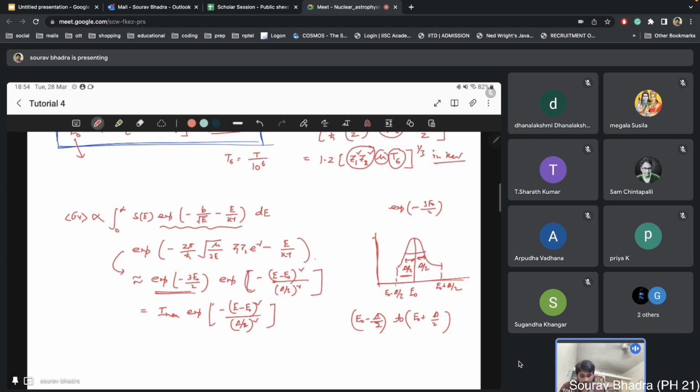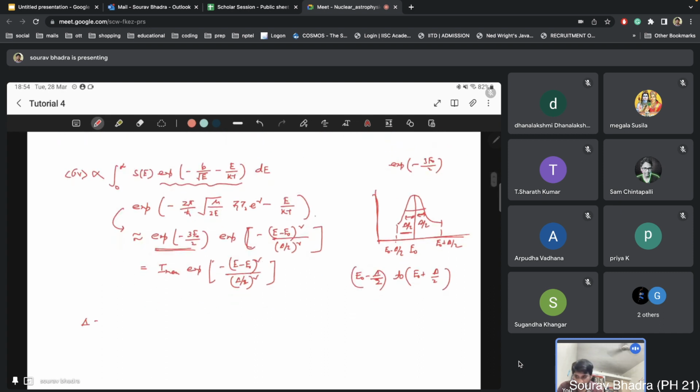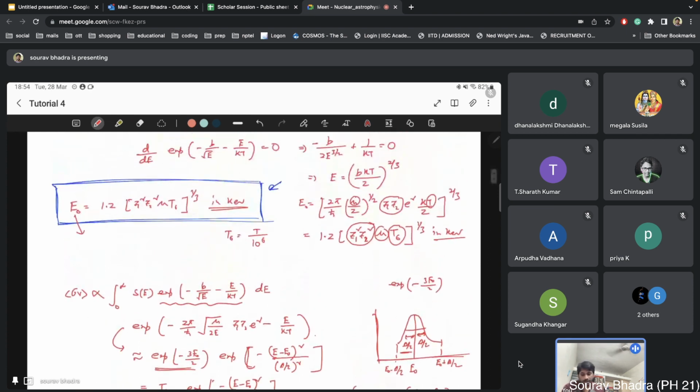Okay, now this delta has been calculated. It is 4 by 3 E0 kT to the power 3 by 2. So if possible, try to remember this expression, it will be very beneficial for your exam, because every time you cannot do it from the basics. If you can remember it, it is not that tough, because the 1 by 2 factor you have to remember. Z1 square, Z2 square are just the proton numbers.